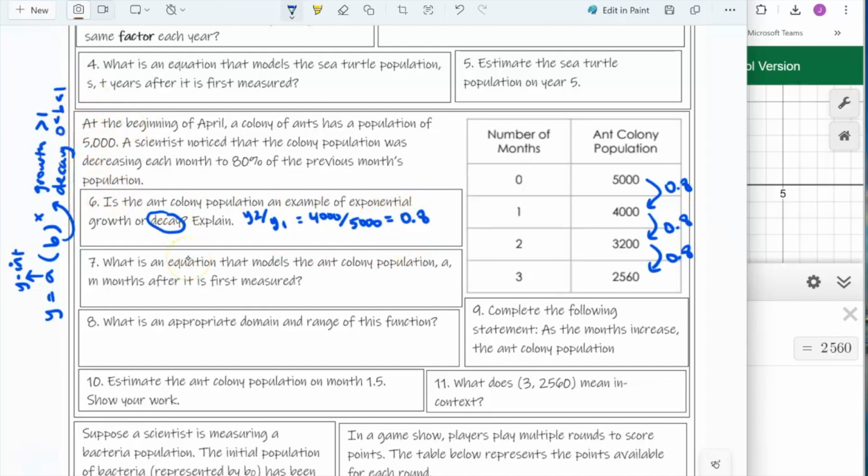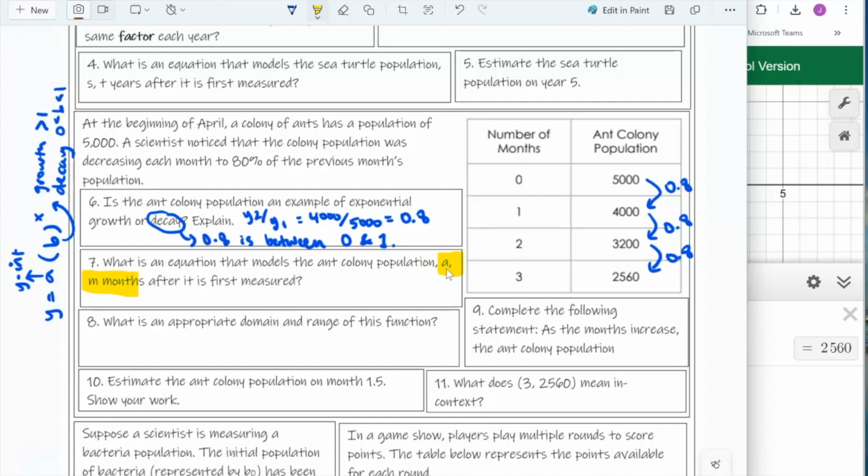So when you have to explain it, you're going to say 0.8 is between 0 and 1. That makes it decay. If I'd gotten 3, for example, that would be growth. Why? Because it is greater than 1. Whenever you're multiplying by 0.8, it's going to be going down. It's going to be decreasing. All right, so what is the equation that models the ant colony population A? Now be very careful, because anytime they give you letters, you have to use their letters.